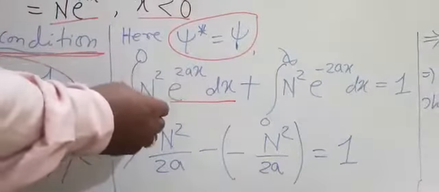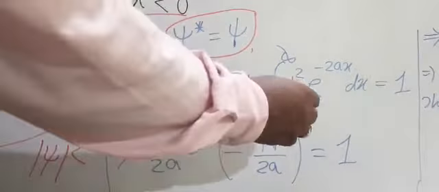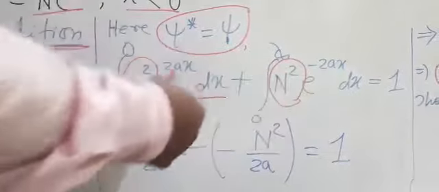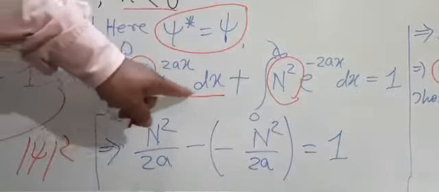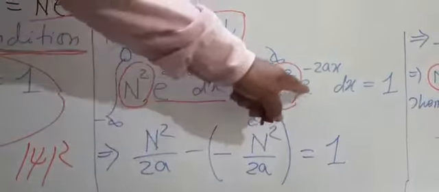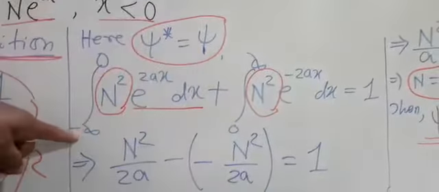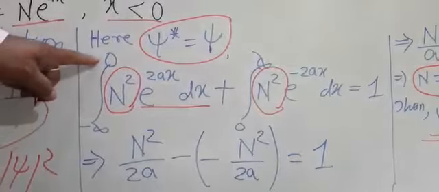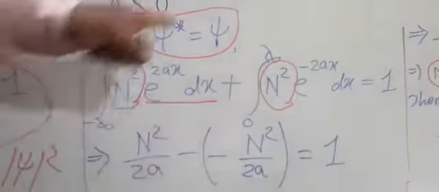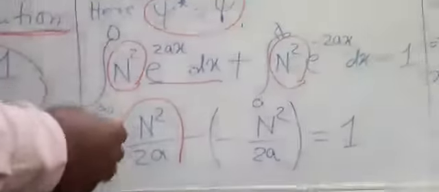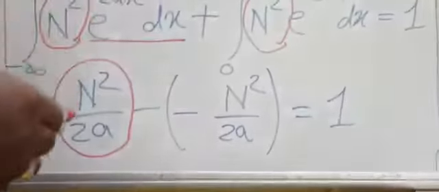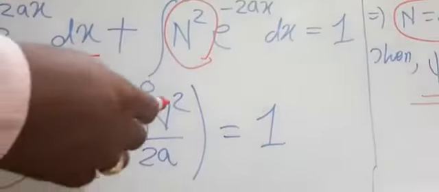N square is constant. It is also n square here, constant. So take it outside the integration, and the integration e to the 2x dx, here e to the minus 2x dx, and the lower limit 0, upper limit infinity, here lower limit minus infinite, upper limit 0. So by taking the integration, you will get the result n square by 2a from the first integration. From the second integration, you will get minus n square by 2a.